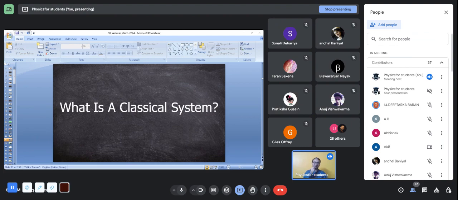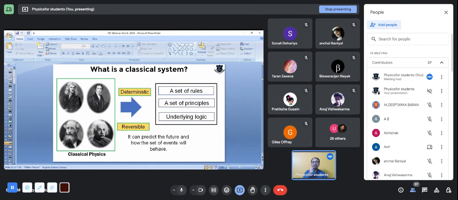Now I will come to this part: what is a classical system, not the usual classical system that you think of, Newtonian mechanics or a pendulum. Let me go a little bit deeper now. In general, a classical system is deterministic and reversible. Let me explain what I mean by that.